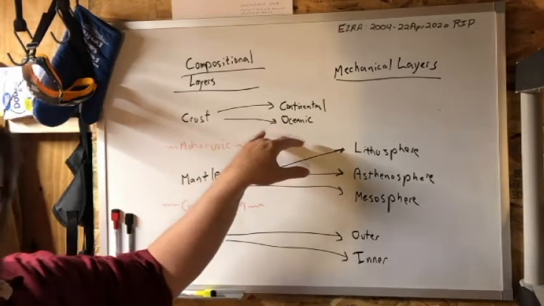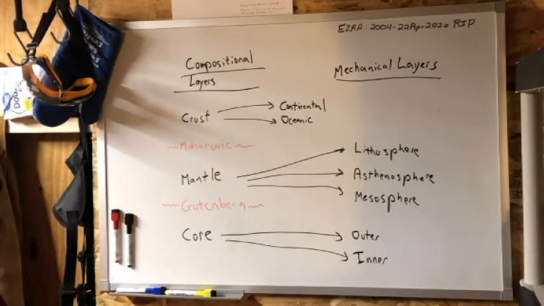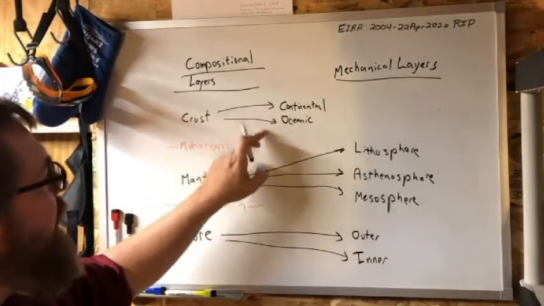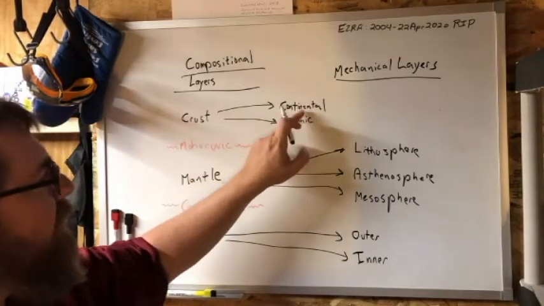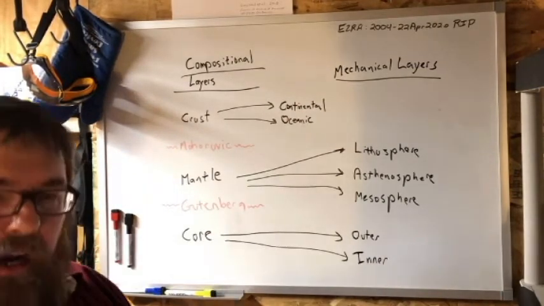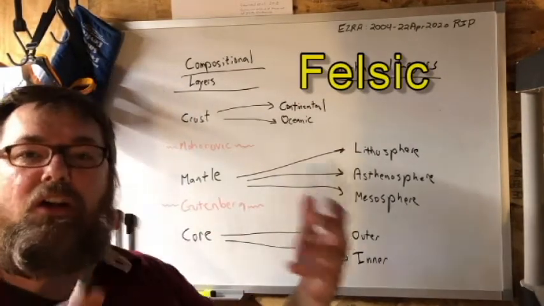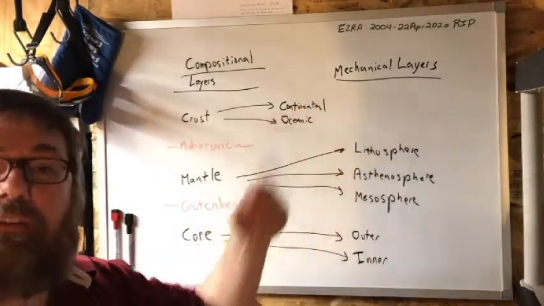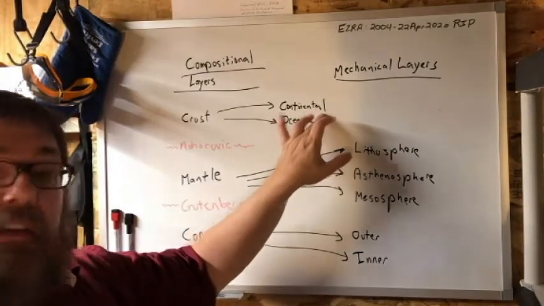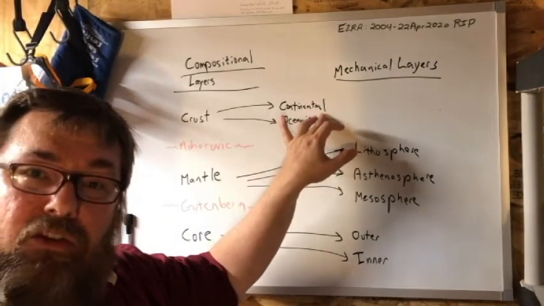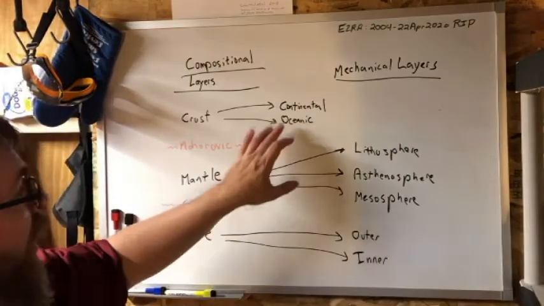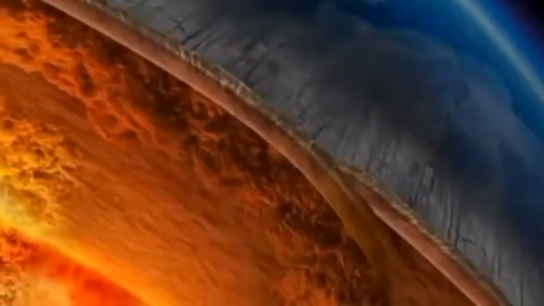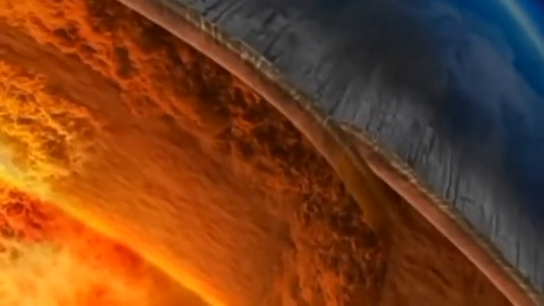Why are these in between? Well, because they are compositionally separate. Most continental crust is made of felsic minerals, light-colored minerals that are light in density. They make up the continental crust. This is why the continental crust does not get subducted back into the mantle. Oceanic crust is more mafic, your basalts, stuff like that, and that does get reabsorbed into the mantle.